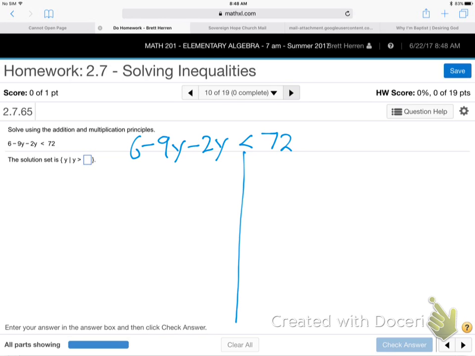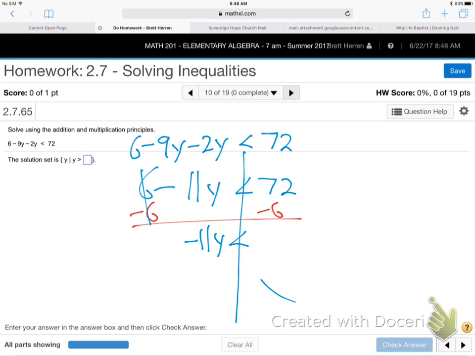We good with that? So 6 minus 11y, right? So minus 9y minus 2y. And then y is saying I want to be alone, so what do we do next? Subtract the 6, like that. So we're gone, so minus 11y less than, what's that? 66? Okay, and now what's the last step here?